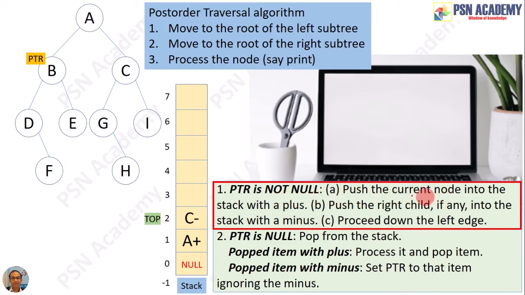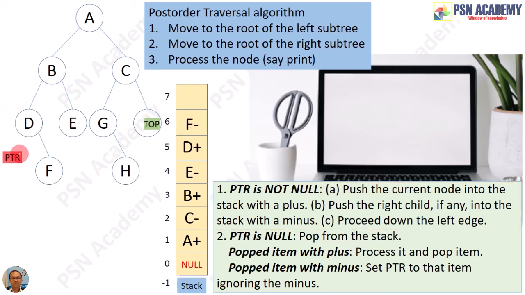Push the current node into the stack with a plus. That means B plus will be here. Push the right child, if any, into the stack with a minus. The right child is E, so E minus goes in, and then proceed down the left edge. PTR comes to D. Again PTR is not null, so D plus will be inside the stack. F minus will be inside the stack and PTR proceeds down the left edge and it becomes null now.